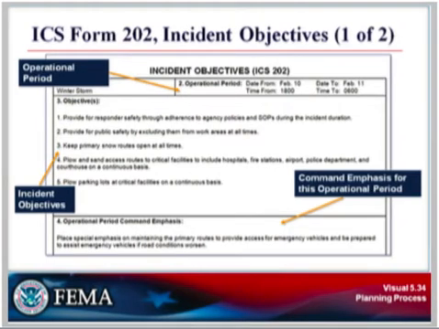The Incident Objectives, or ICS Form 202, includes incident information, a listing of the incident objectives for the operational period, a general situational awareness message, which may include pertinent weather information, a brief summary of the command emphasis, and a table of contents for the plan.